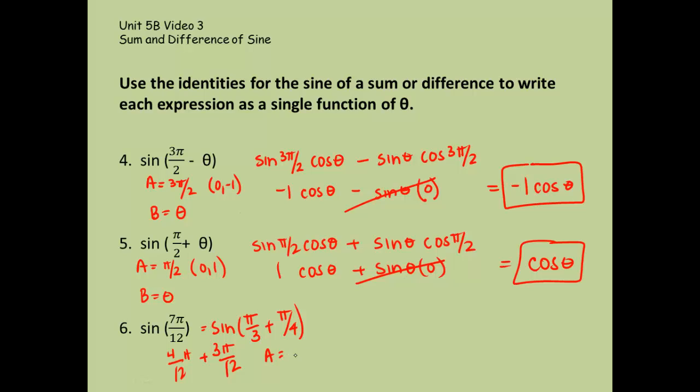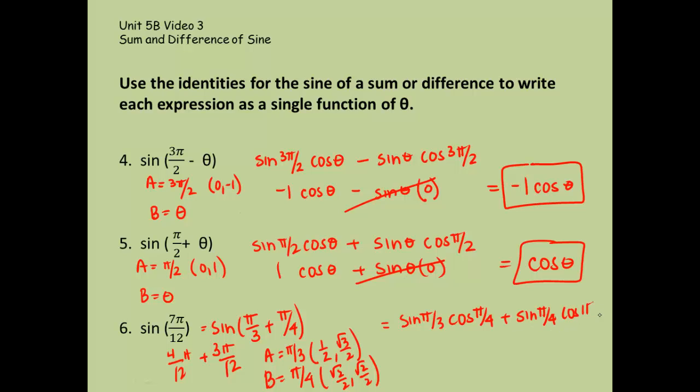Pi over 3 is my first angle, and that has an ordered pair of 1/2 comma root 3 over 2. Followed by my second angle, which is pi over 4, which has the ordered pair of root 2 over 2, root 2 over 2. And now we're ready to write this out. The sine of pi over 3 times the cosine of pi over 4 plus the sine of pi over 4 times the cosine of pi over 3, using our formula.